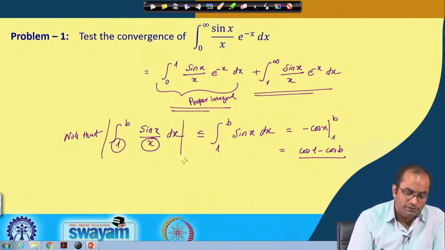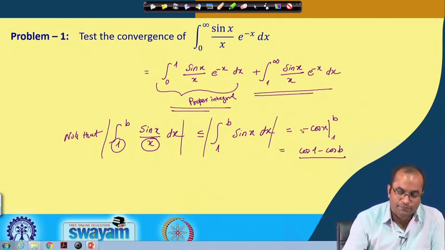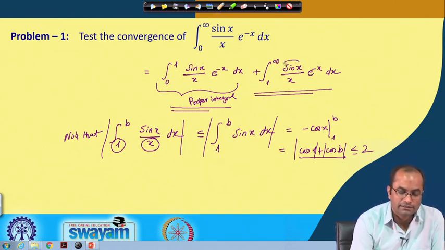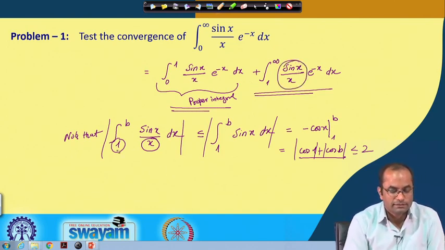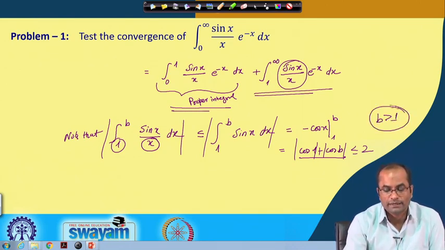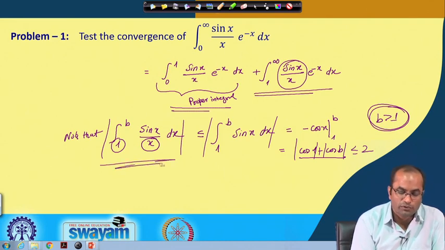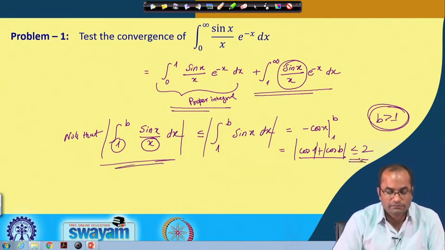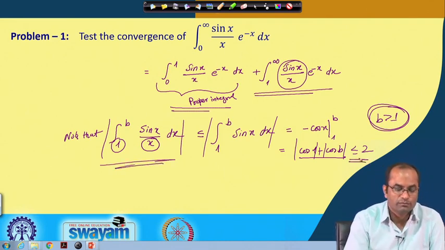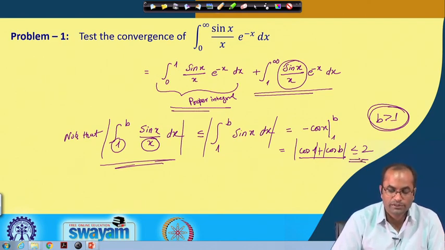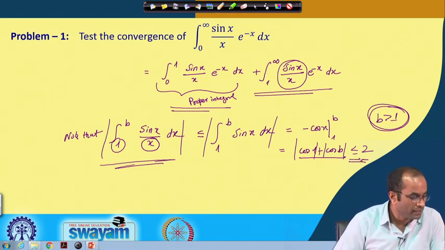So, the absolute value of these functions will again be bounded by 2. So, we can prove that this integral of sin x over x from 1 to b, for any finite value of b greater than 1, is uniformly bounded, and this bound is 2. And then there is this exponential minus x function.